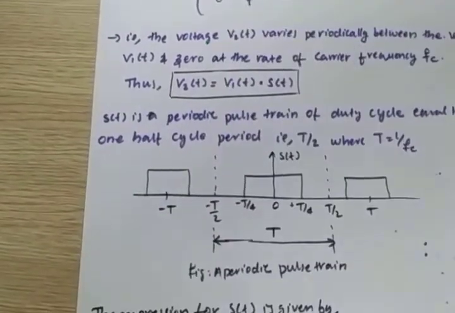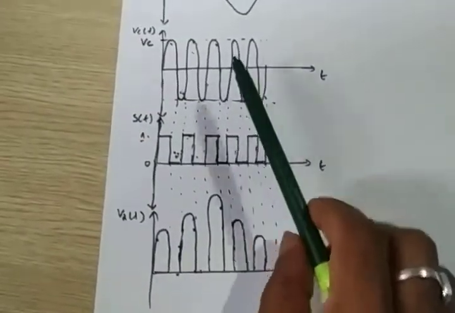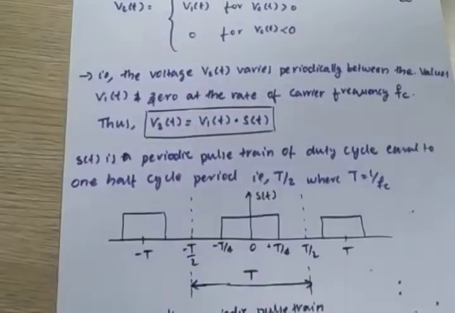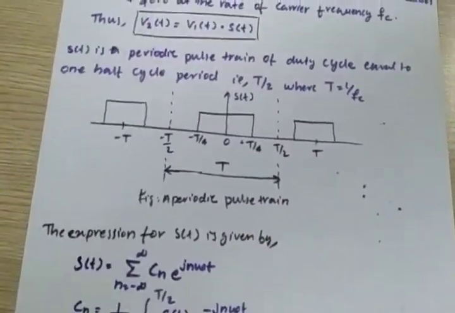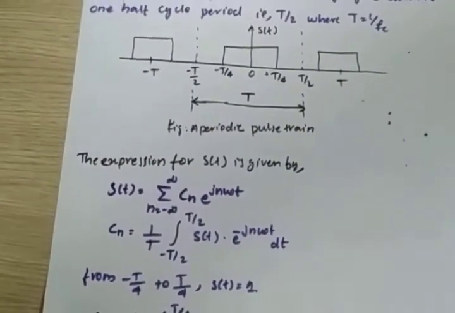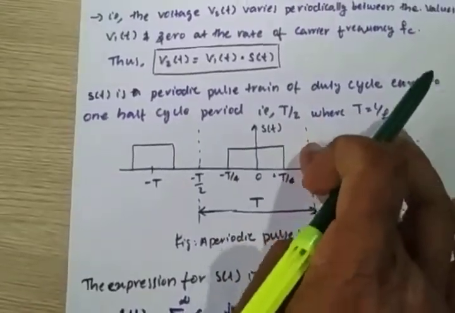So in order to get the output, in order to get the signal, you can just multiply these two also. So like that it is written v2(t) equal to v1(t) into s(t). So this is s(t). So expression for s(t), this is the general expression for s(t). This is the signal s(t), no?